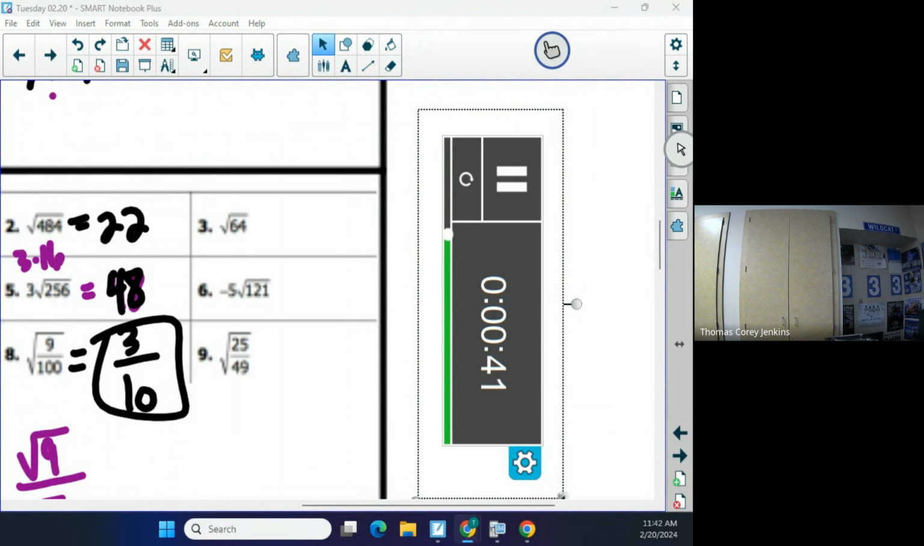Yes. You hit second and then x squared. Yeah. I know. We're gonna look at a different way to write those. So yeah.